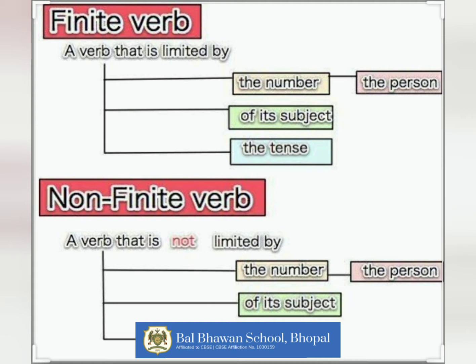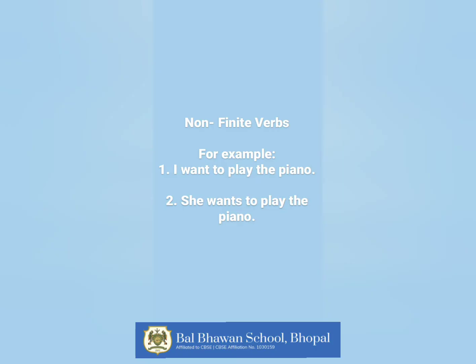On the other hand, non-finite verbs do not show the tense of the sentence, and they also do not change according to the subject or number. In other words, you cannot tell if a sentence is in the past tense, present tense, or future tense by looking at a non-finite verb. Non-finite verbs do not have agreement with the subject.